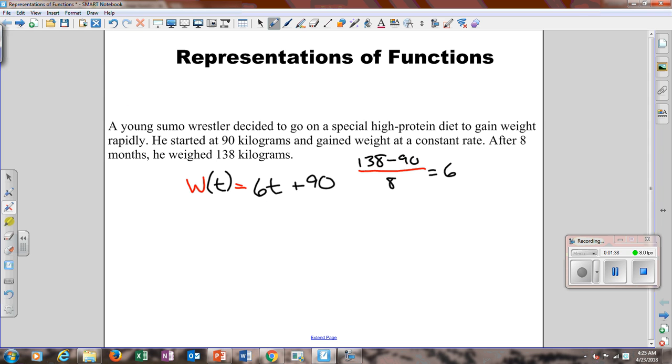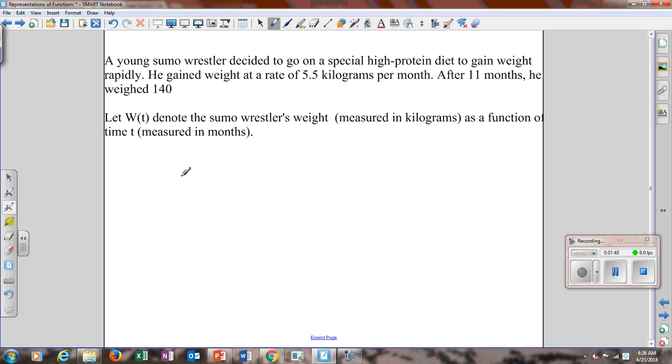But they're not always going to be that simple. We have another sumo wrestler who decided to go on a special high protein diet to gain weight rapidly. Gained weight at a rate of 5.5 kilograms per month. After 11 months, he weighed 140. Let W of T, or weight is a function of time, denote his weight.